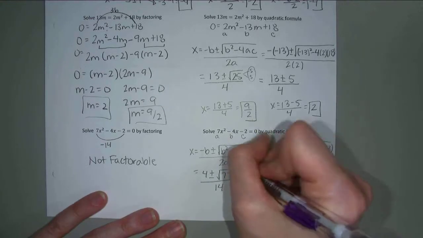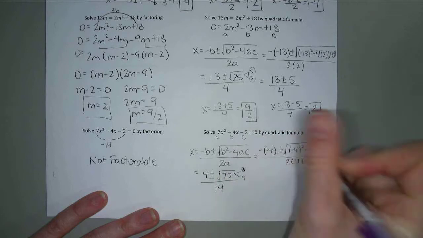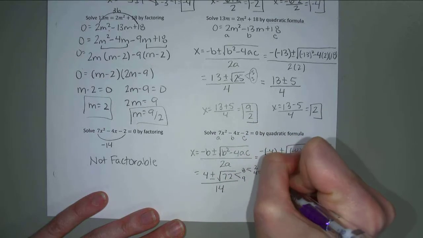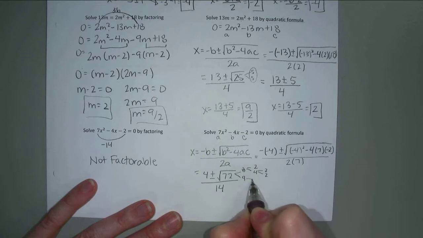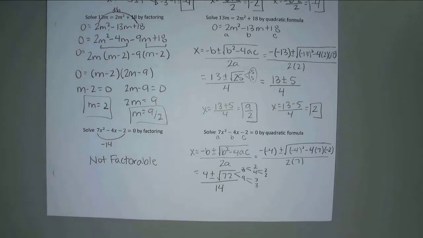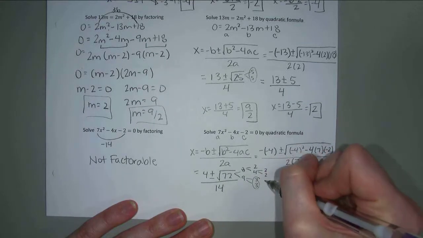8 and 9. How does 8 split up? 2 and 4. How does 4 split up? 2 and 2. Is that okay? And then how does 9 split up? 3 and 3. So since it's a square root, what are we looking for? We're looking for pairs. So we have a pair of 3s and a pair of 2s that can come out.